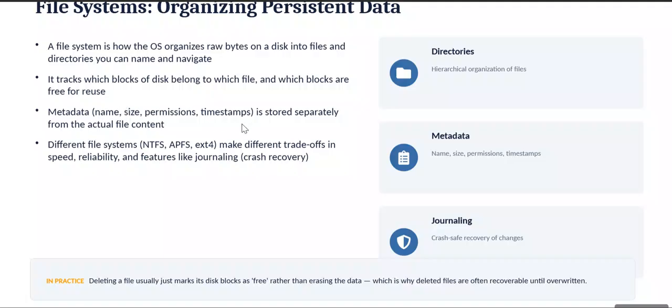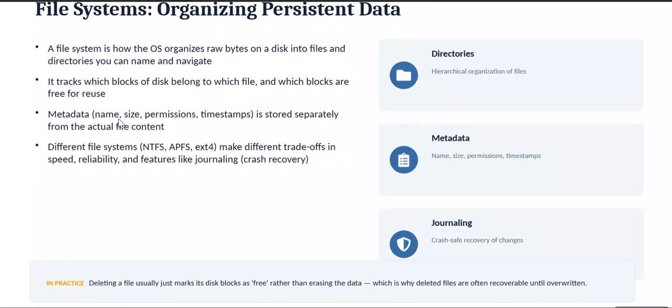So the operating system uses the file system to do what? To store this metadata separately from the actual file content. The metadata is basically the name, size, permission, and timestamp of your file. So it stores them separately from the file contents.